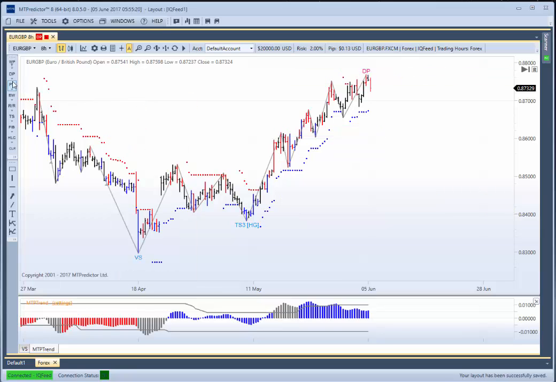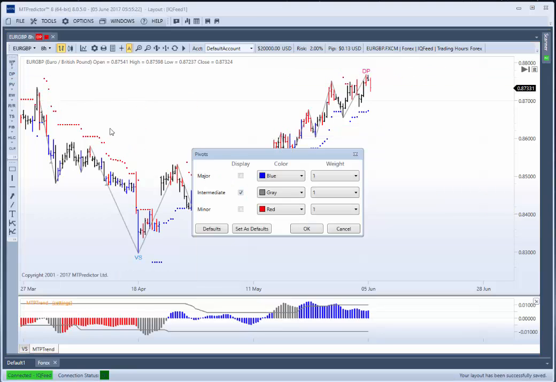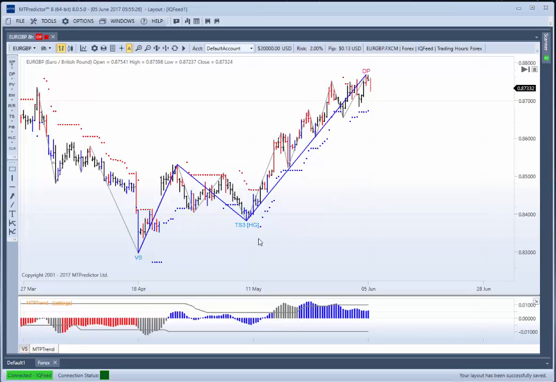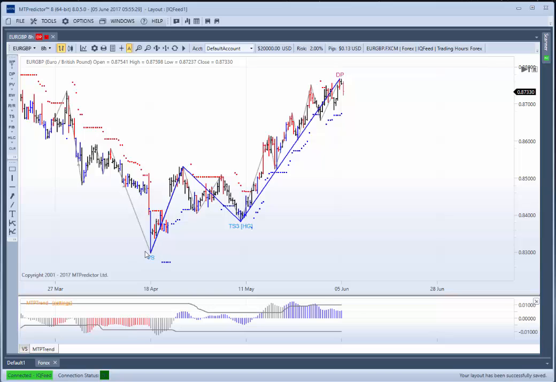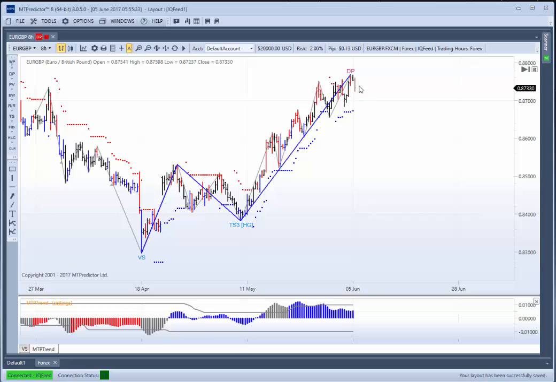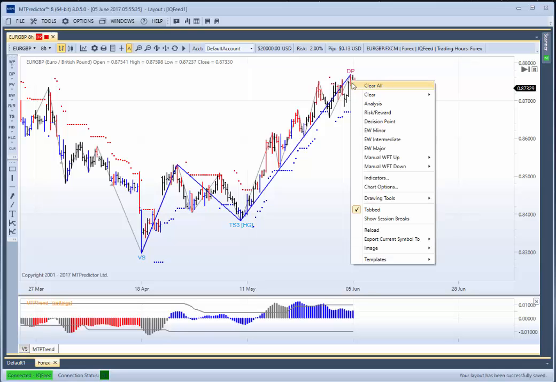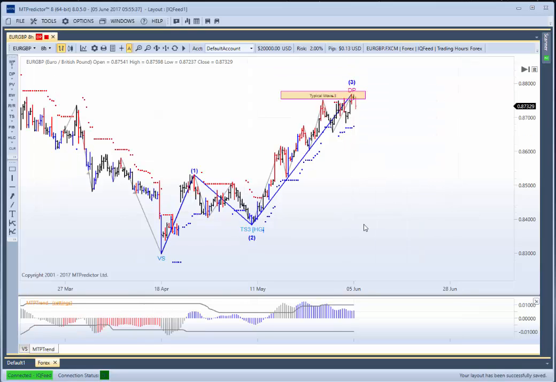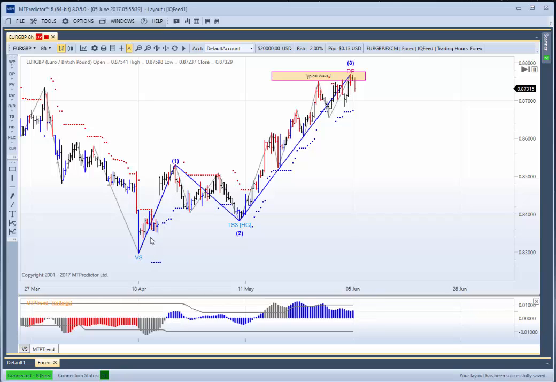If I clear everything off and I perhaps put our major pivots on, you can just see that slightly clearer. I'll just make those a bit bigger. Here's our swings. You can see here's our major low, here's an initial rally up, initial correction, and another rally up. If I right mouse click over here and do Elliott wave major, you can see that's what it looks like. So here's a wave 1, here's a wave 2, which is the initial correction in Elliott wave terms. We then have a strong wave 3 up.